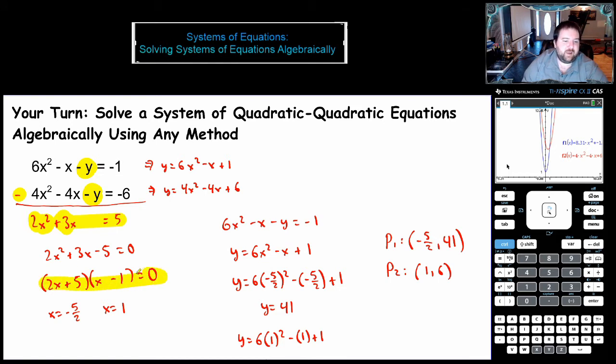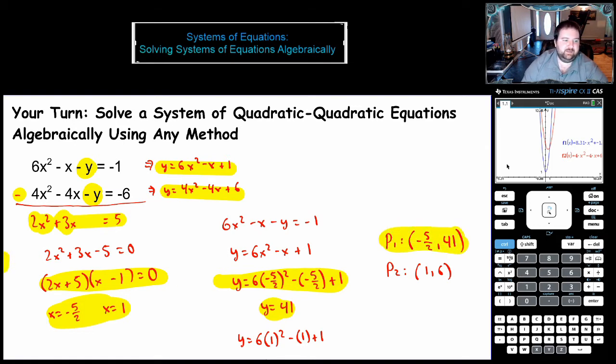And then I factored and I found these two x values. Okay, now I needed to find the corresponding y values. So I first kind of isolated y to make it a little easier on myself. And I plugged it into this one here. And I found when x is negative 5 over 2, y was 41. And so that was my first point.